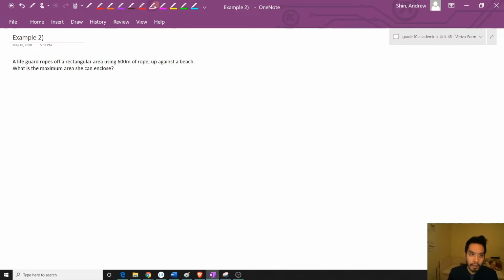So right here, if I have this beach, this lifeguard is roping off a rectangular area right here. And so the rope only needs to be three-sided of this, because you don't need to rope off the beach itself. People are allowed to go and walk here. They just shouldn't be going this side for whatever reason. Okay, so that's the rope here.